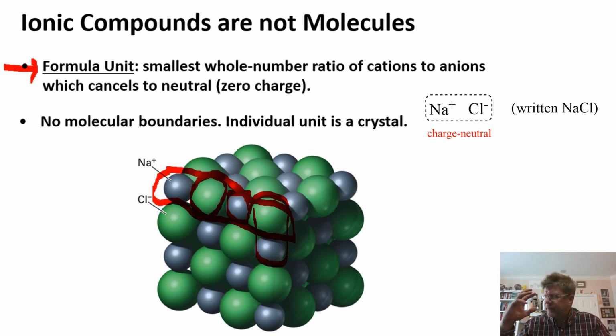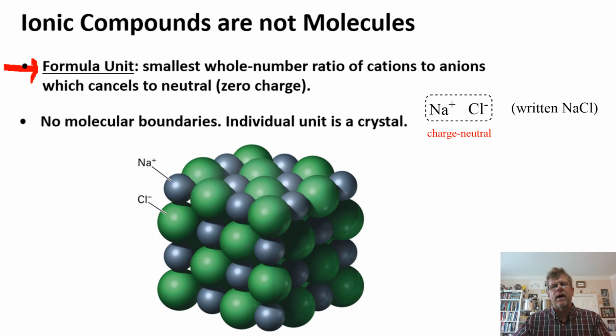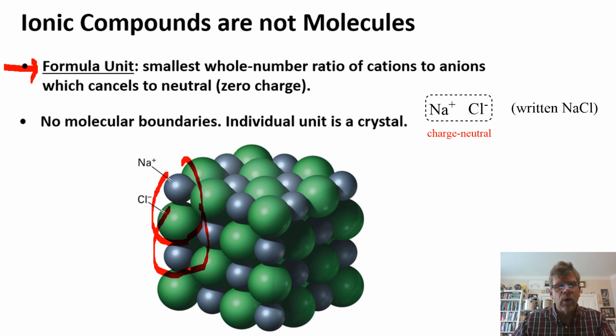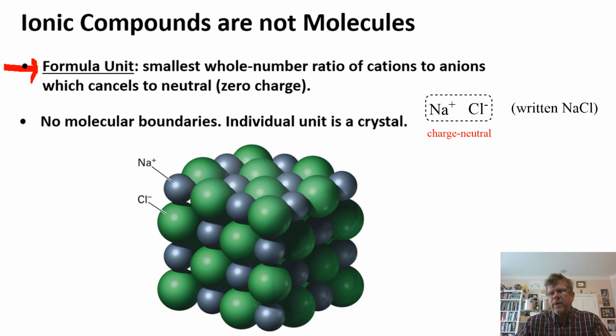It's just basically finding a sodium cation and a chlorine anion next to each other. So we can't really say that here starts a molecule of NaCl and here ends a molecule of NaCl, because there are so many choices. Is it this one or is it this one? That sort of thing.